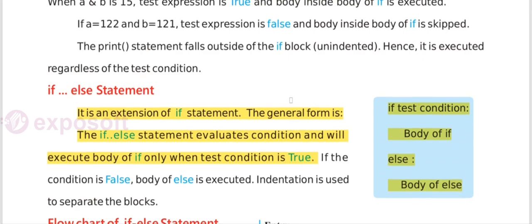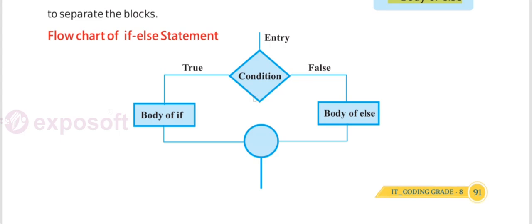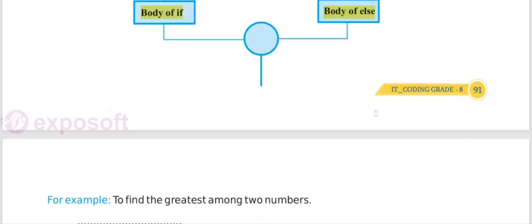Next is if else statement. It is an extension of if statement. The general form is if test condition, body of if, else, body of else. The if statement evaluates the condition and will execute the body of if only when the test condition is true. If the condition is false, the body of else is executed. See the flowchart. First, given a condition, if it is true, the body of if statement is executed, and if it is false, the body of else statement is executed. This is the structure of if else statement.